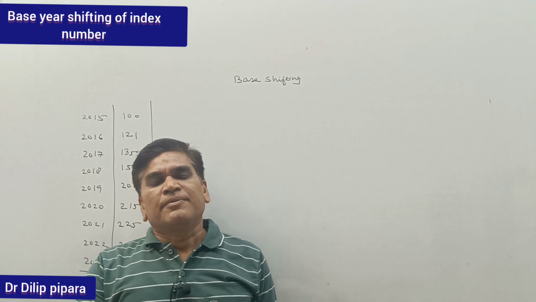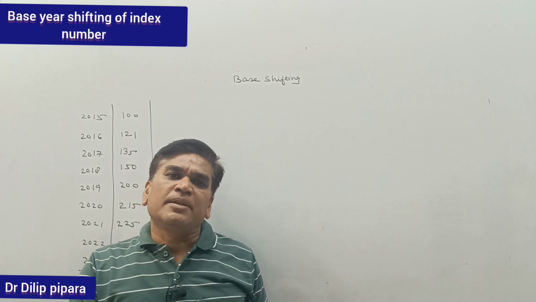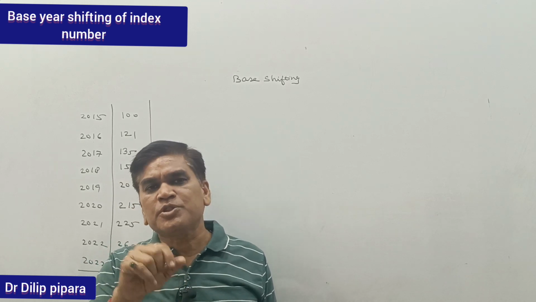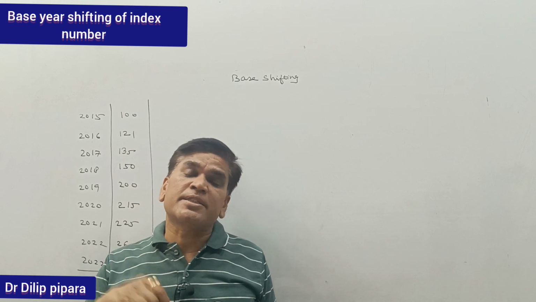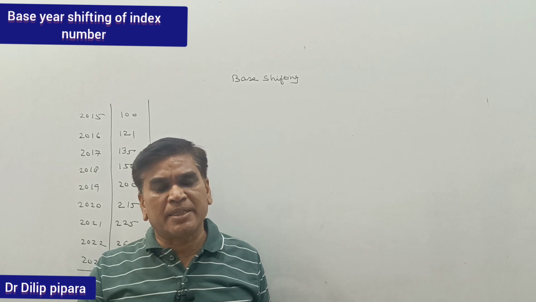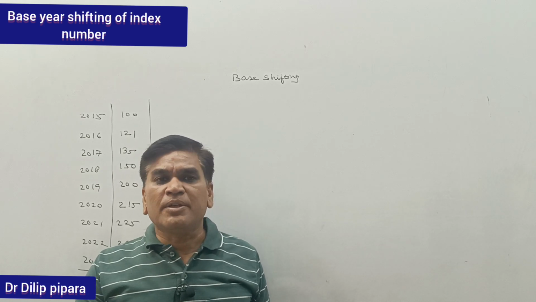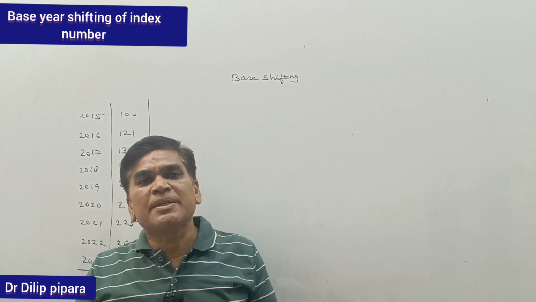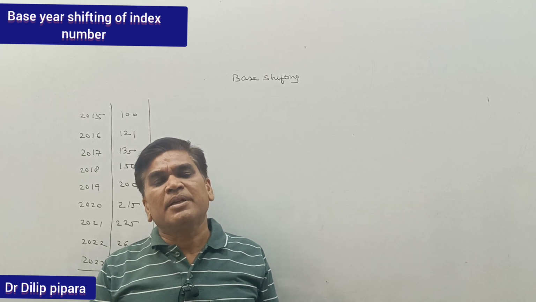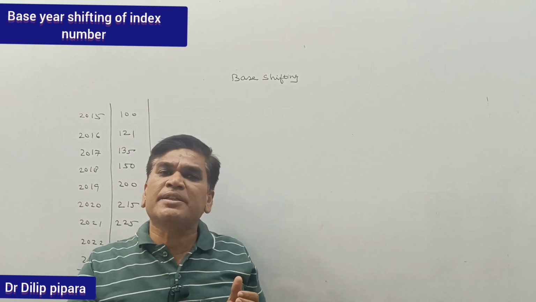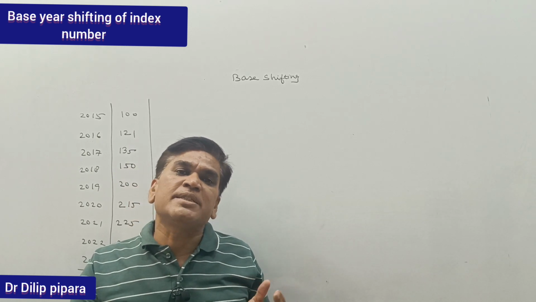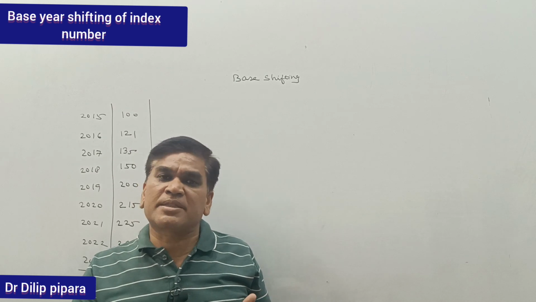Welcome once again. In the index number chapter, we have learned how to convert an index number from fixed base to chain base, and similarly in the same video we learned how to change a chain base index number to a fixed base index number. In today's video we will learn base shifting. If we have an index number whose base year is so old and we want to change the base year, how can we do it? We will learn in this video.